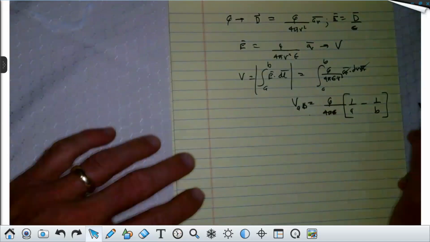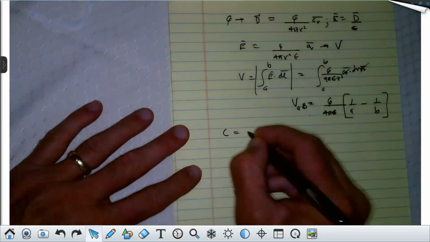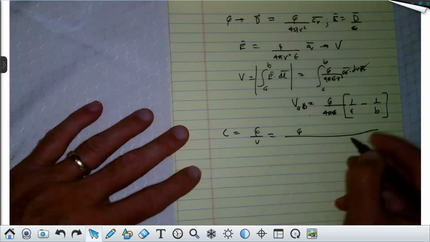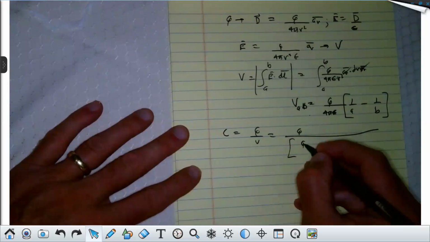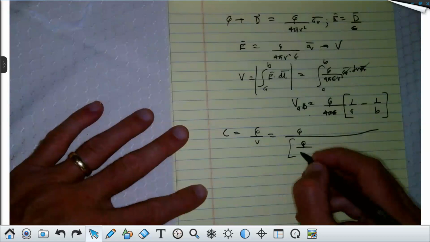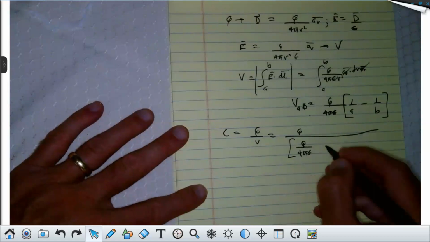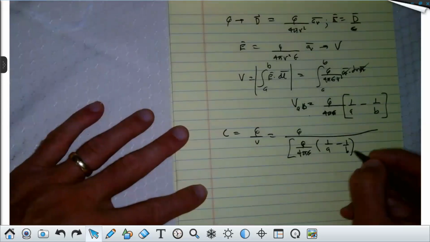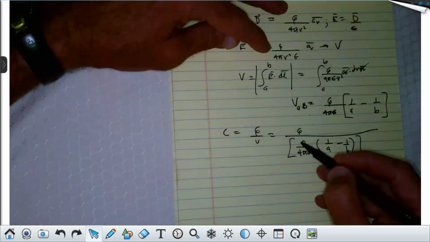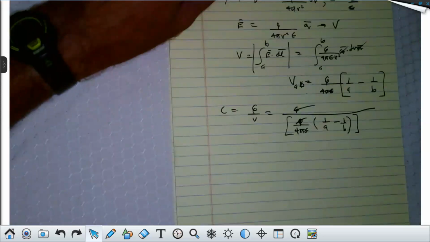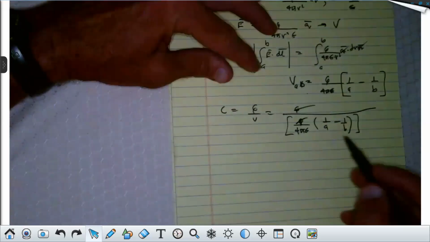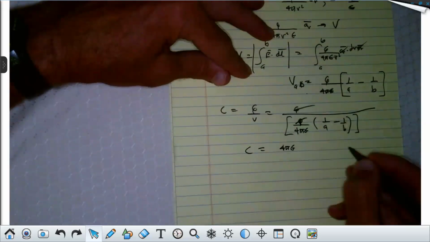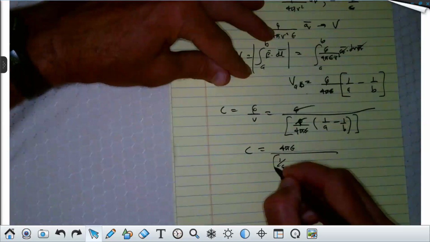Now we get the capacitance. And capacitance would be Q over V. So I take Q and I divide it by this V, which is Q over 4 pi epsilon naught, or 4 pi epsilon, times 1 over A minus 1 over B. I did this last time, but I'm doing it again for a reason. You can see the Q's cancel. Capacitance will not be a function of charge unless it's nonlinear. The 4 pi comes upstairs, and I have 4 pi epsilon divided by 1 over A minus 1 over B.